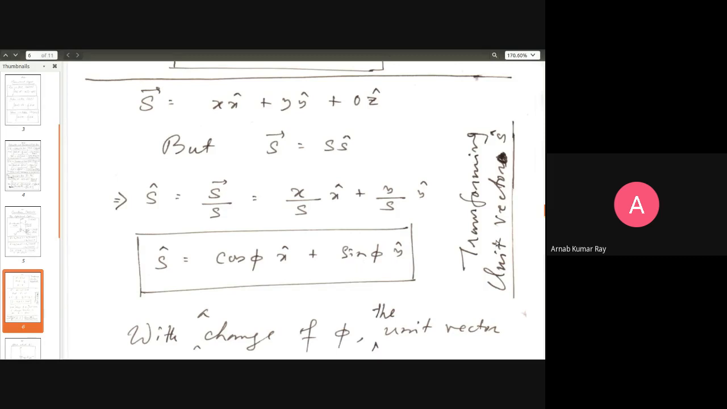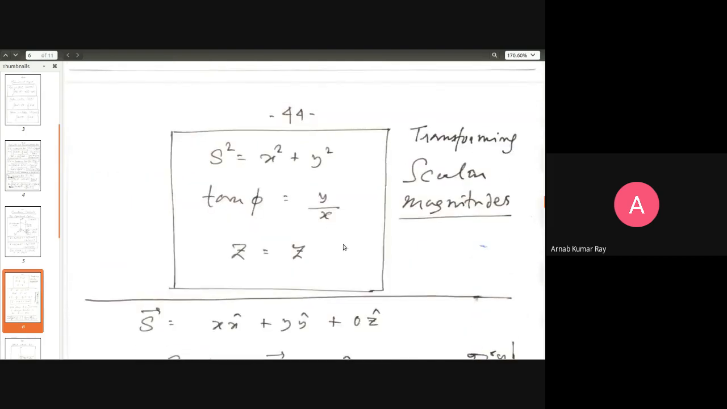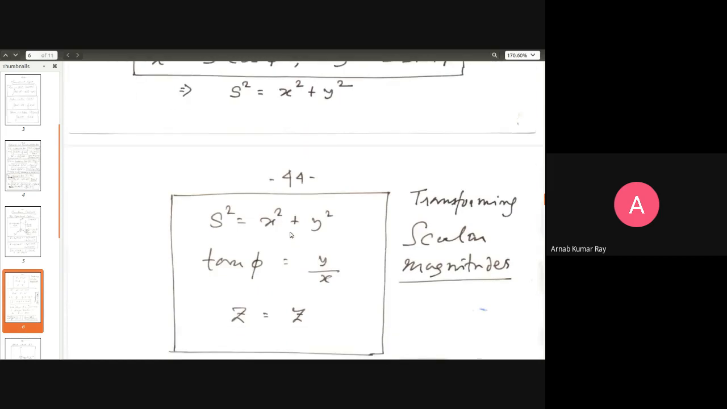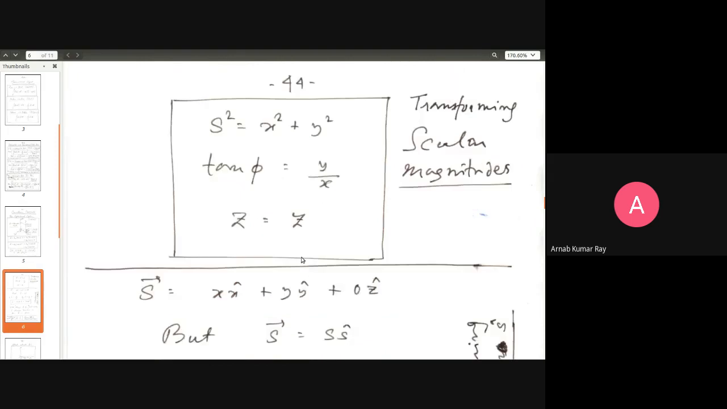Basically, we are now transforming unit vectors. What are we doing here? First, as per this table, given one set of Cartesian coordinates, how will you find the other set of coordinates? One set of coordinates in the Cartesian system, how will you find the coordinates in the new cylindrical system S, phi, Z? Or vice versa, if you're given the cylindrical values S, phi, Z, how will you find the values of the Cartesian coordinates? So that's the first thing.